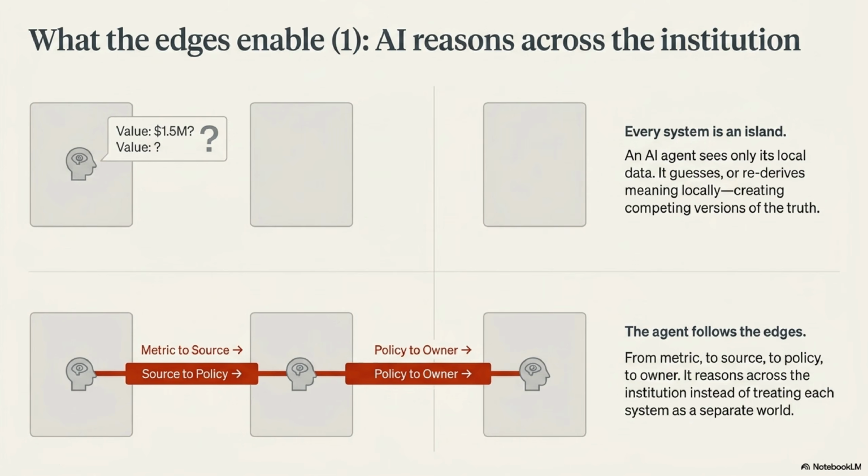So what do the edges actually buy you? 2 things. Here's the first. Without connections, every system is an island. An AI agent standing on one of them sees its own data and nothing else. It can't tell that the exposure figure here relates to the policy over there. So it does the only thing it can. It guesses, or it rederives the meaning locally, and now you have a second, slightly different version of the truth. With the edges in place, the agent can follow them, from the metric to its source, to the policy that governs it, to the owner who attests. It reasons across the institution instead of treating each system as a world unto itself. That's the difference between an AI that operates inside one box and an AI that understands how the boxes relate.